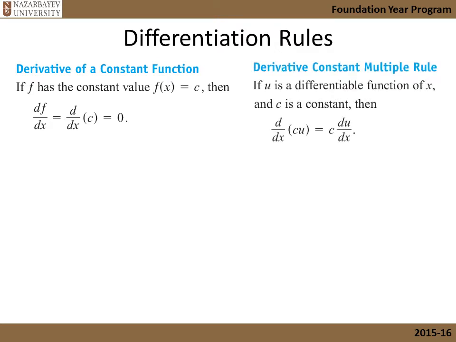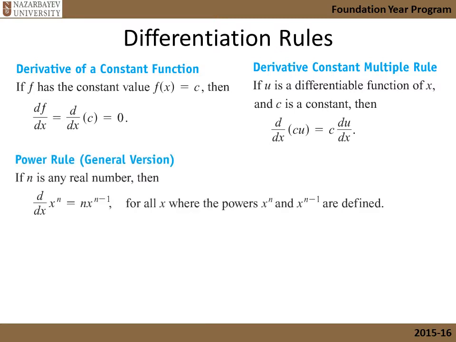Derivative constant multiple rule. If u is a differentiable function of x and c is a constant, then the derivative of c times u equals c times derivative of u. Power rule, general version. If n is any real number, then the derivative of x to the power of n equals n times x to the power of n minus 1 for all x where the powers n and n minus 1 are defined.